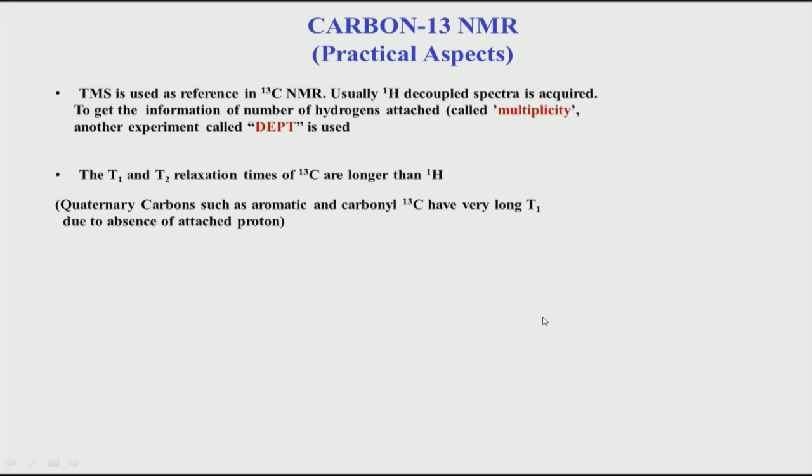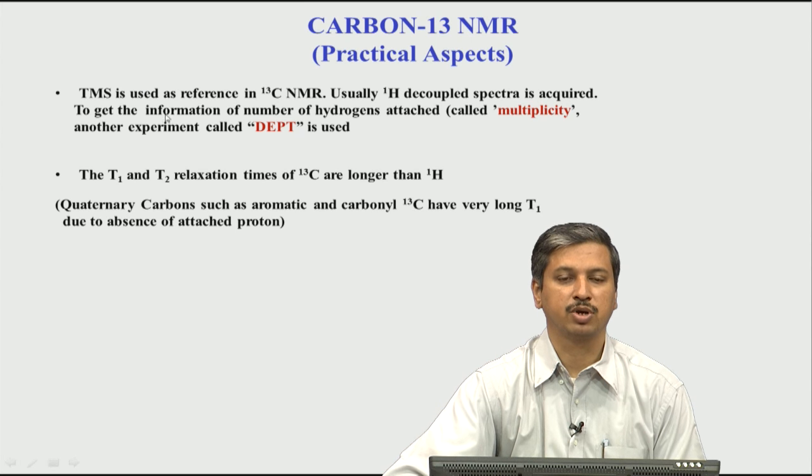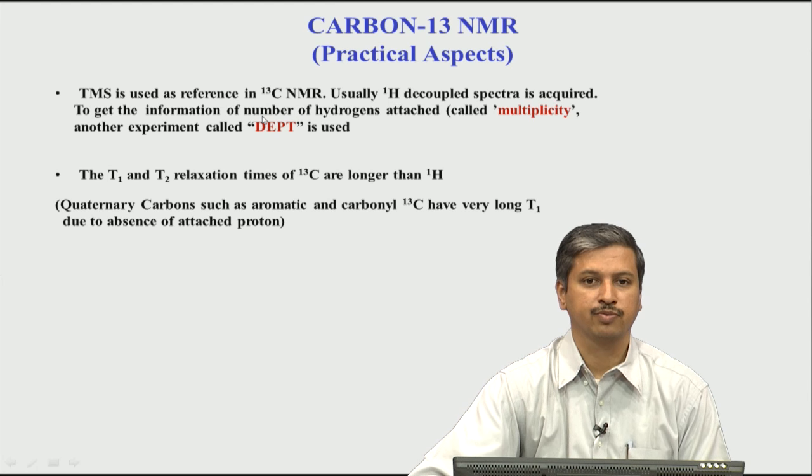Similar to what we saw for the proton, it is important to understand what parameters will affect the carbon spectrum. So first thing is, as we do in proton, we use TMS also in carbon as a reference. We saw that in the last slide also: if you have a peak corresponding to TMS carbon, you set it to 0, and with respect to that all other carbon peaks are monitored or calibrated. So that is what is called calibration. And then usually, as I said, one proton decoupled spectra is acquired.